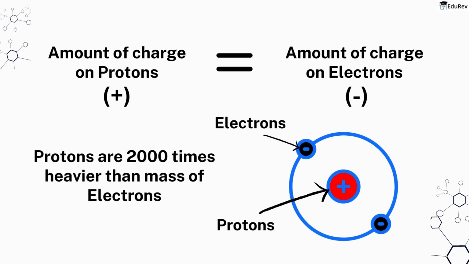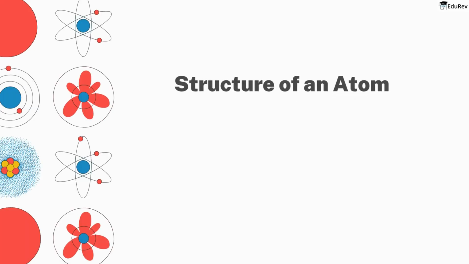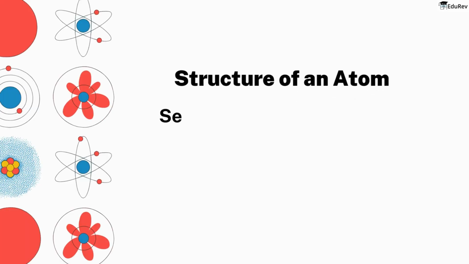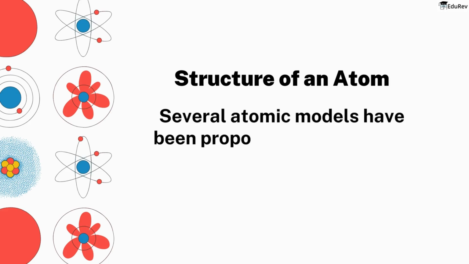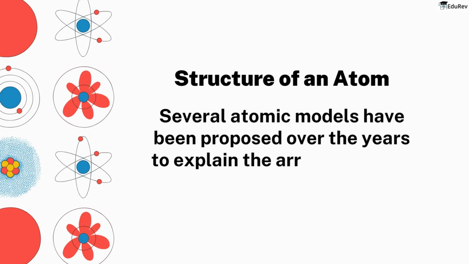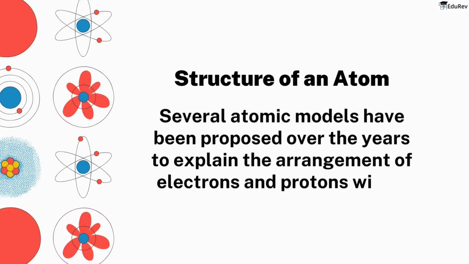heavier than electrons. To gain a better understanding of electrons and neutrons, let's delve into the structure of an atom. Several atomic models have been proposed over the years to explain the arrangement of electrons and protons within an atom. Let's take a look at some of the most significant models.